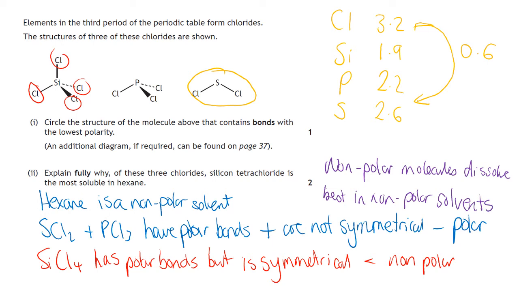Okay, so hexane is a non-polar solvent. We just have to remember that. Water is polar, hexane is non-polar. Your SCl2 and your PCl3 have polar bonds. Did that in part 1 of the question. And they are not symmetrical, which means they are polar molecules. SiCl4 has very polar bonds, but it is a symmetrical molecule, which means it's non-polar. And non-polar molecules dissolve in non-polar solvents.